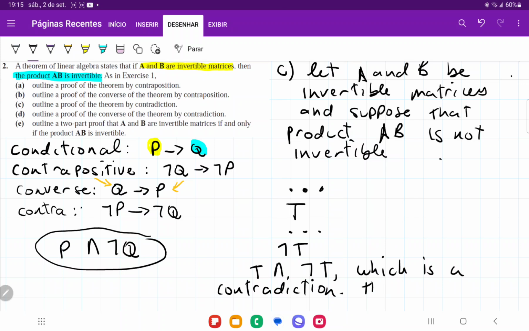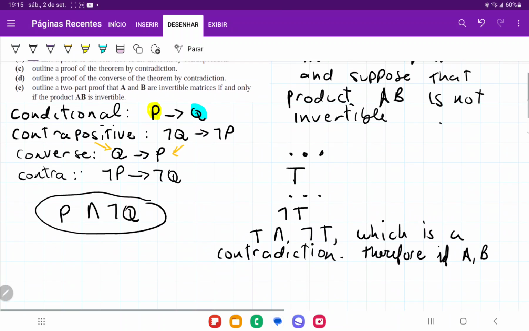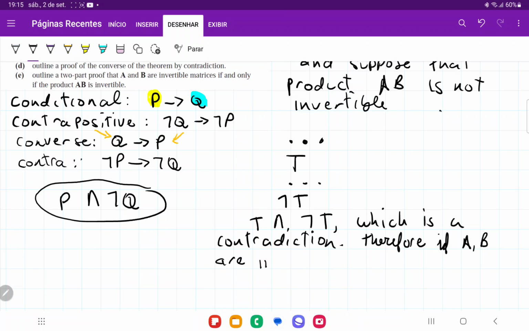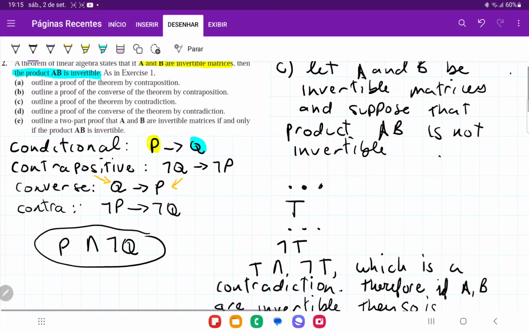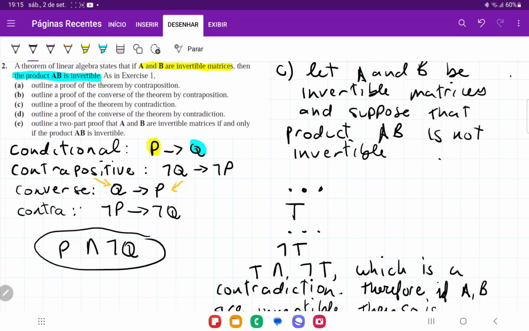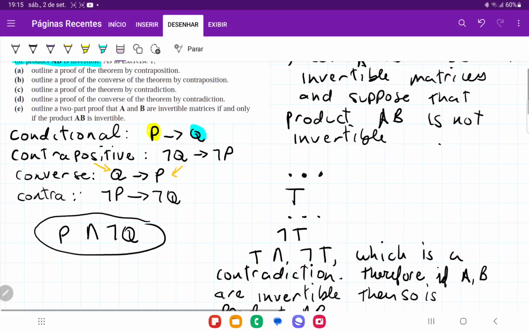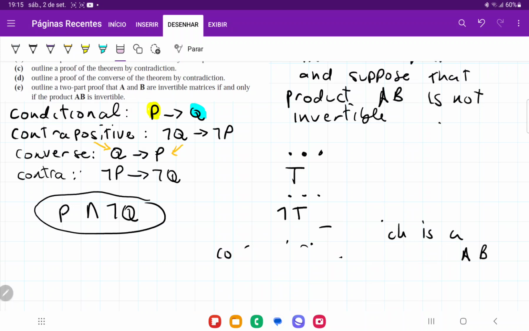So the conclusion would be, therefore, if A and B are invertible, then so is product AB. Okay. So basically, like we said, we begin by assuming that the conditional is false, and then we show that this leads to some contradiction. So that is it for item C.